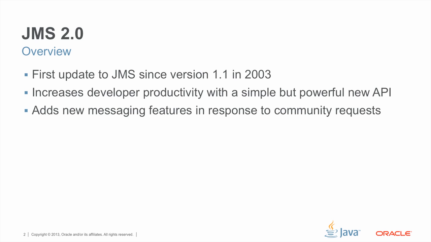However, the fact it hasn't been updated for such a long time does mean that it's rather missed out on some of the improvements that have been made to other Java APIs to make them easy to use. And that's why the main goal of JMS 2.0 has been to make it easy for developers to use, and in particular to exploit some Java technologies such as annotations and dependency injection, which weren't around when JMS was last updated. We've achieved this by creating a completely new API, as well as by making some incremental improvements to the existing API. And in addition to being easy to use, JMS 2.0 also contains a small number of new messaging features which have been added in response to community requests.